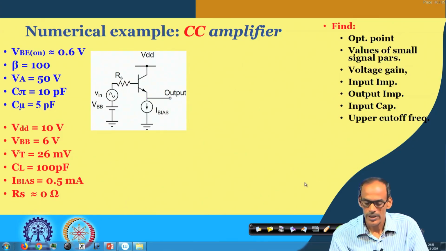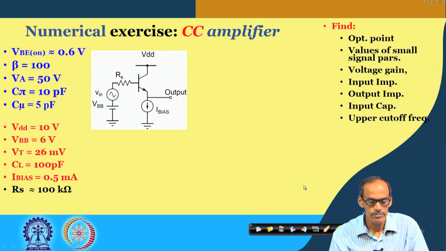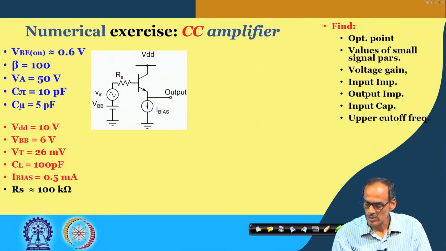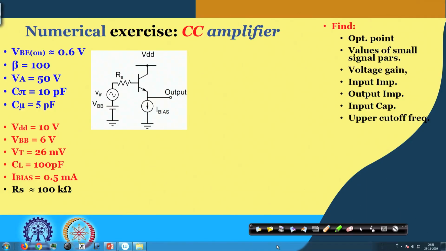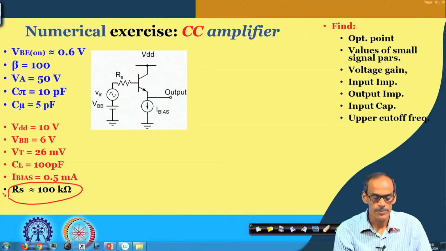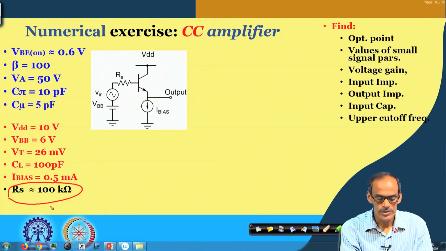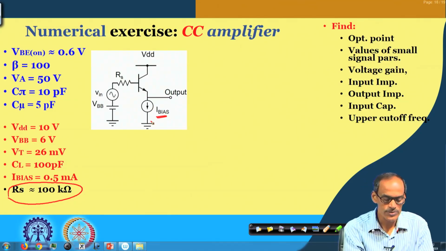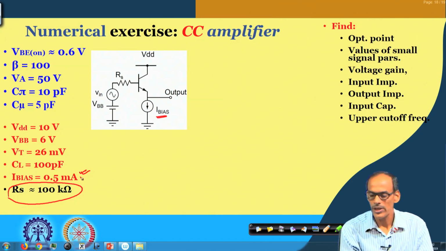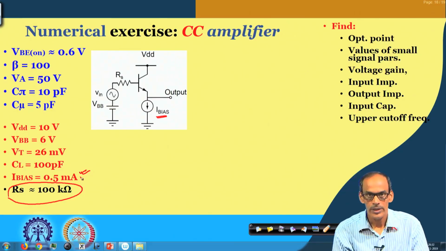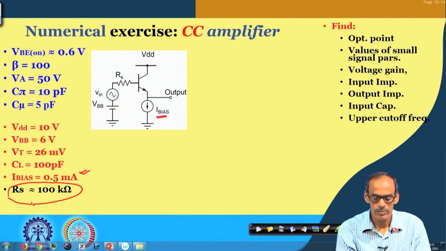So, in the next slide, it is basically the same circuit, except here we are considering the Rs different from 100K. So, if you analyze this circuit with the bias current of say 0.5 milliampere, let us see what the operating point will be.